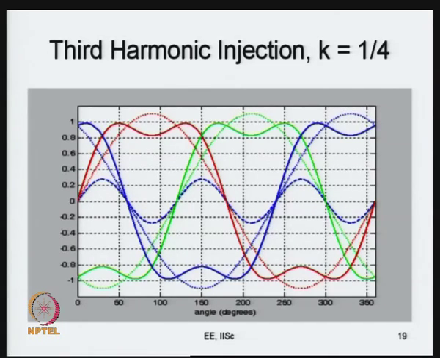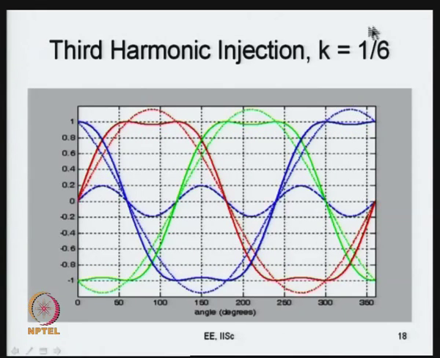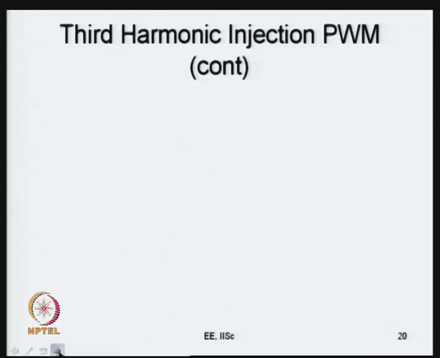In fact, conventional space vector PWM, as we will see, combines the advantages of both. It would give a THD as low as that of k equal to 1 by 4, and an AC side voltage as high as that of k equals 1 by 6. You will see that a little later, one or two lectures from now.